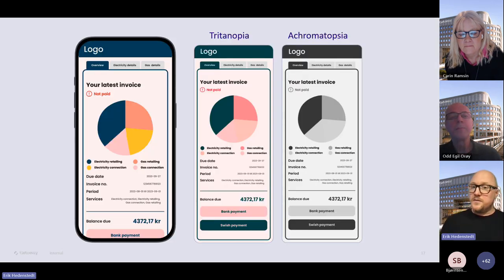Another very common disability that is helped by good contrast is color blindness. Here we see what happens when we don't consider contrast in pie charts, for example. And there's no way for a colorblind person to see the difference between the two fields in the bottom of the chart, the yellow and the light pink one.